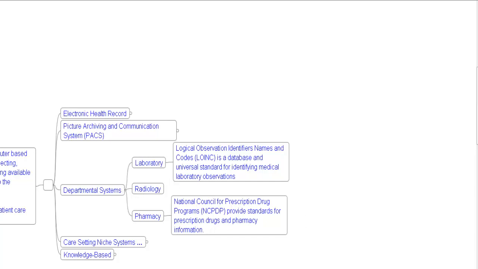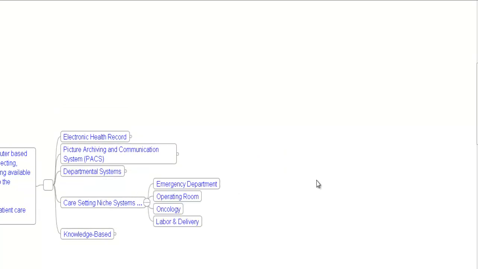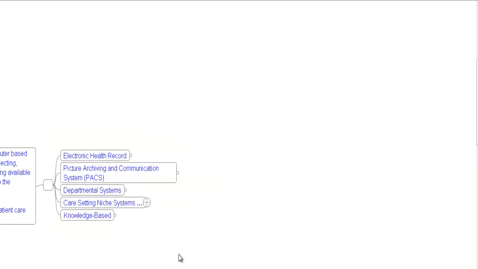Now we will see the next application, care setting niche systems. Care setting niche systems can be defined as emergency department systems, operating room systems, oncology, and labor and delivery. Now we'll see the next system, the knowledge-based system.